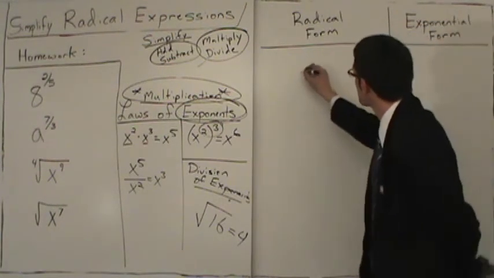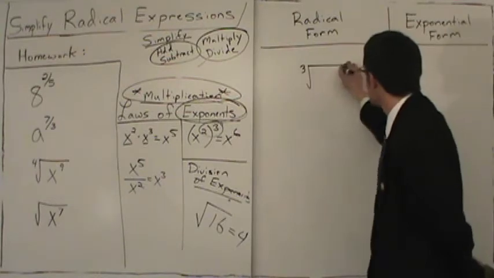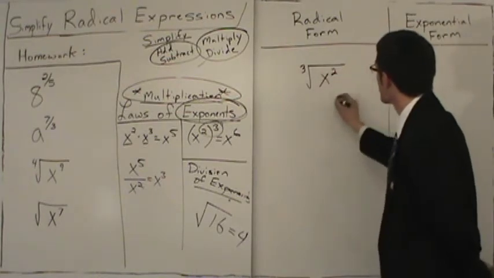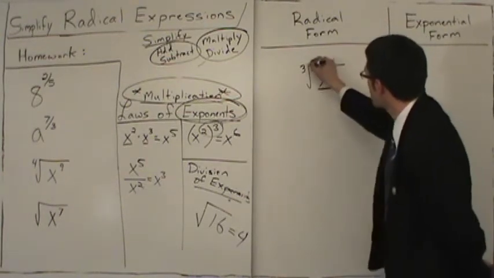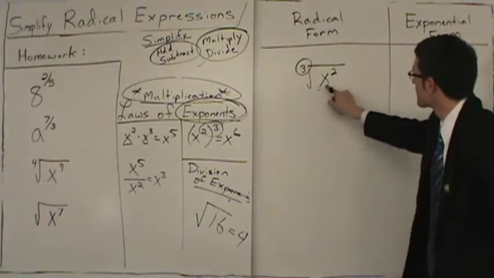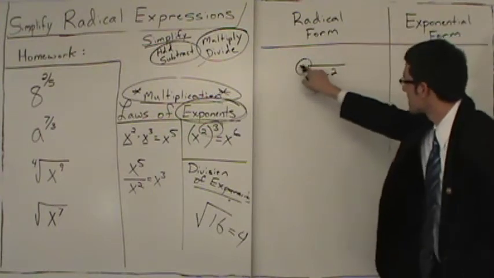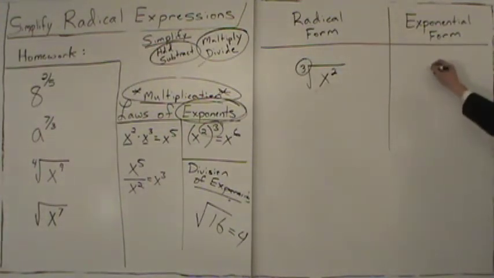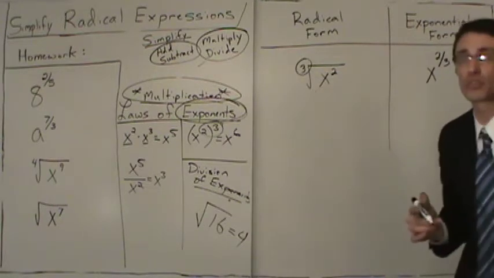Now, if I write the cubed root of x squared, remember that x squared is called the radicand and 3 is called your index. We take the exponent of the radicand and divide by the index. So exponential form is written as x to the 2/3 power.